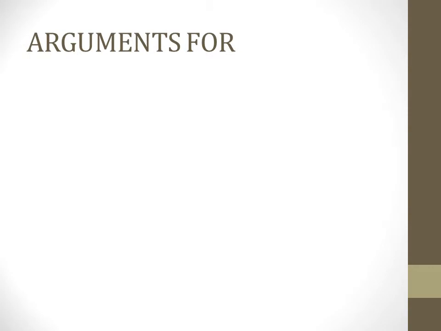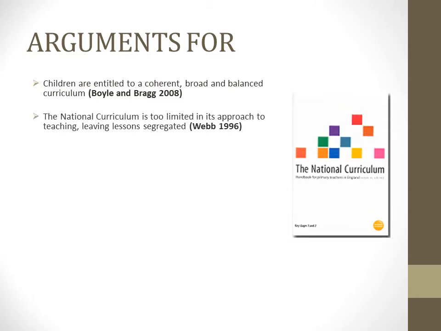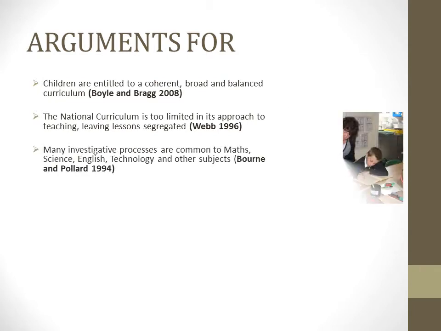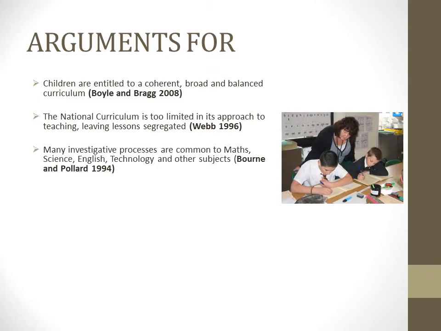This view is shared by Boyle and Bragg, who believe that the curriculum to which children are entitled should be coherent, broad and balanced. Webb argues that the national curriculum is too limited in its approach to teaching, leaving lessons segregated. Providing a cross-curricular approach allows for an abundance of opportunities for children to develop skills and concepts that apply to a number of subjects, including maths, English and ICT.